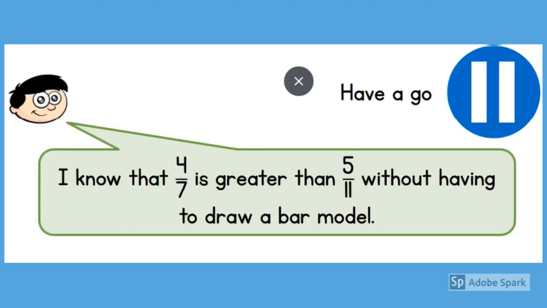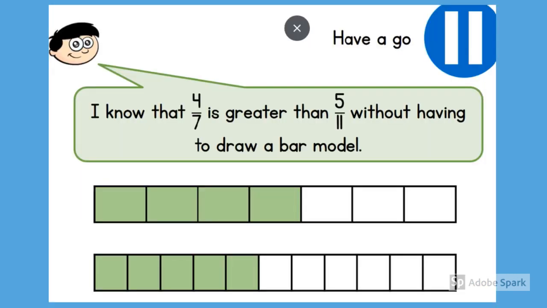Here we have Dexter saying that he knows that 4/7 is greater than 5/11 without having to draw a bar model. How can Dexter do this? Well, first of all, let's draw the bar model just to check that he is correct. So we can see here from the bar models that 4/7 is greater than 5/11. But how did Dexter do it without drawing a bar model?